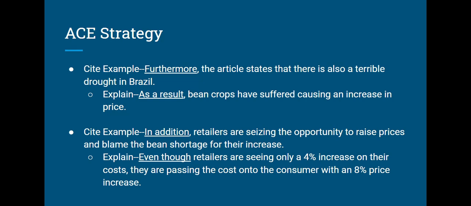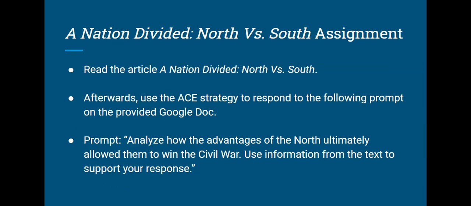And then finally, your third example, in addition, retailers are seizing the opportunity to raise prices and blame the bean shortage for their increase. And then our final explanation, even though retailers are seeing only a 4% increase on their costs, they are passing the cost onto the consumer with an 8% price increase. So again, you see, I'm giving three different examples that support the overall assertion, and I'm giving explanations for each example to connect that example to the assertion and explain how that example supports the assertion.